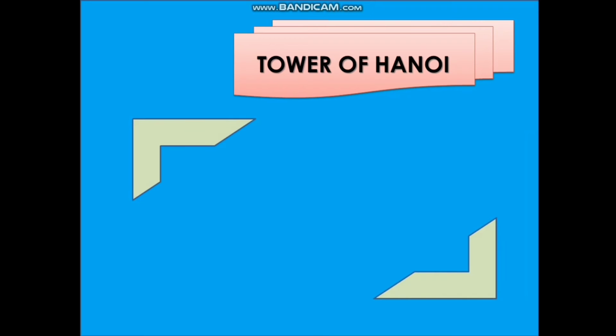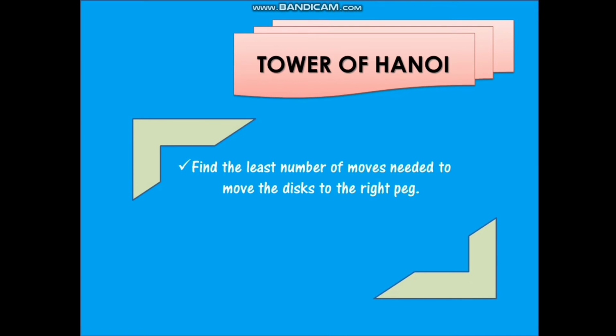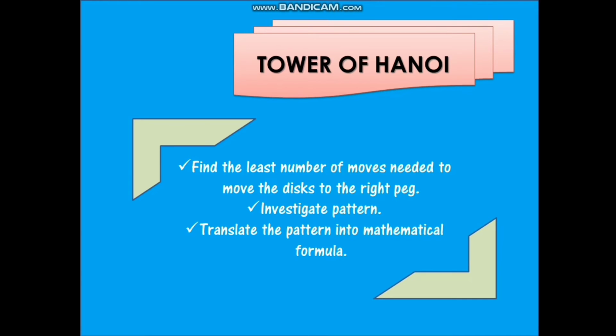Now, in this video, we will focus on solving the Tower of Hanoi problem in 3 distinct phases. First, using the step-by-step process, we're going to find the least number of moves needed to move the discs to the right peg. Second, we're going to investigate a pattern behind those moves. And the last one is, we will translate the pattern into a mathematical formula. So without further ado, let's get started.